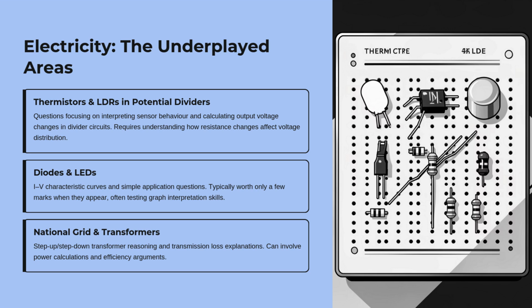Now next is diodes and LEDs. We need to know our IV graphs. Diodes barely conduct until a threshold, then current rockets. The LED, we need to know everything about them. So that's quite a good topic to understand and to revise before your exam. And then the National Grid and transformers. Just to let you know, AQA loves reasoning. Step up means higher voltage, lower current, which means less energy lost as heat in the cables. If you can say that clearly, you're picking up marks. So electricity isn't shocking unless you ignore it. I'm sorry I had to say that.